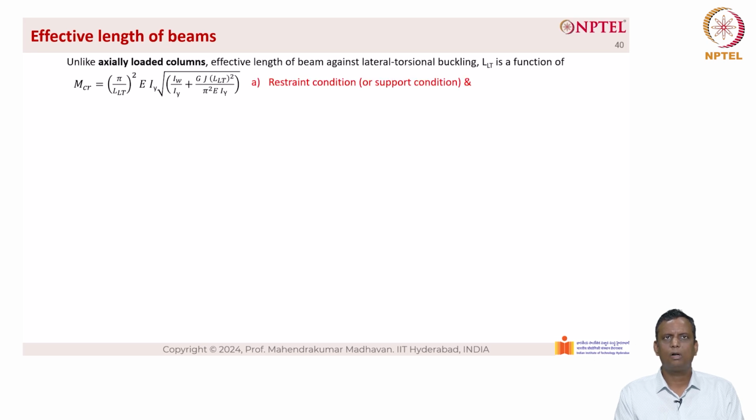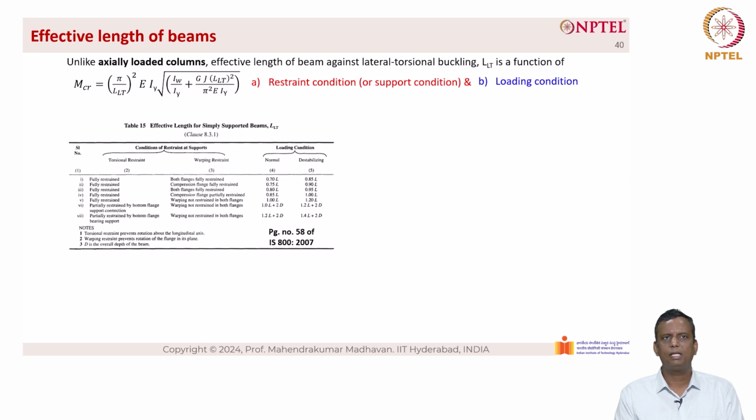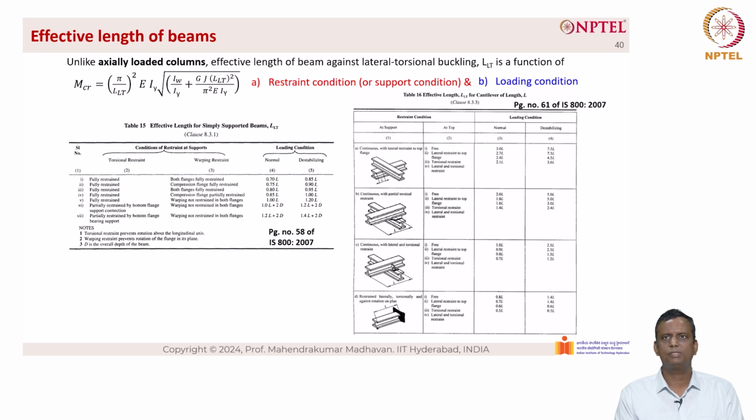Unlike axially loaded columns, the effective length of a beam against lateral torsional buckling is a function of restraint conditions or support conditions and the loading conditions. Table 15 gives the effective length for simply supported beams L sub LT, and table 16 gives the effective length L sub LT for a cantilever of length L. So the table 15 and table 16 can be effectively used to arrive at L sub LT. Using this equation, we can calculate the MCR.